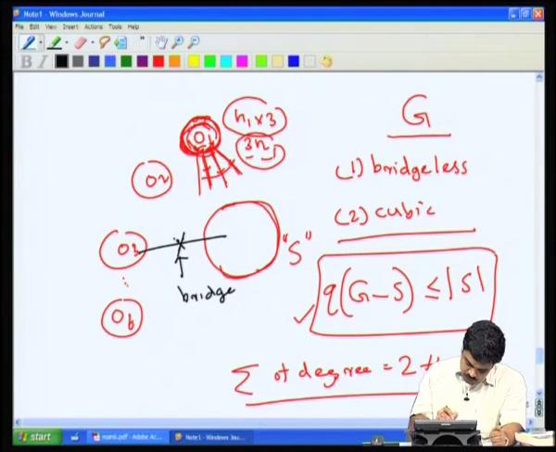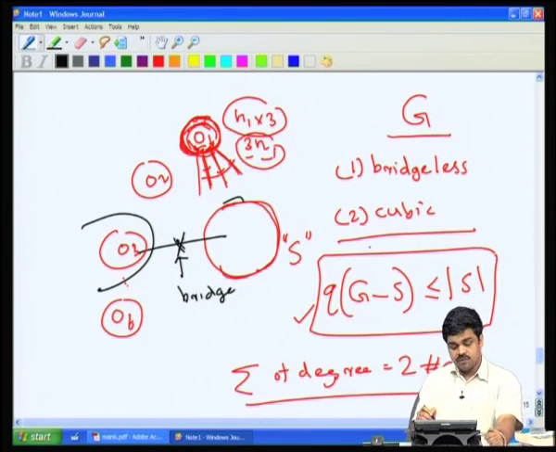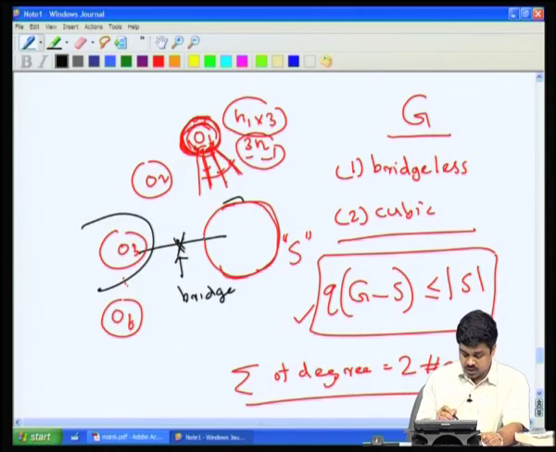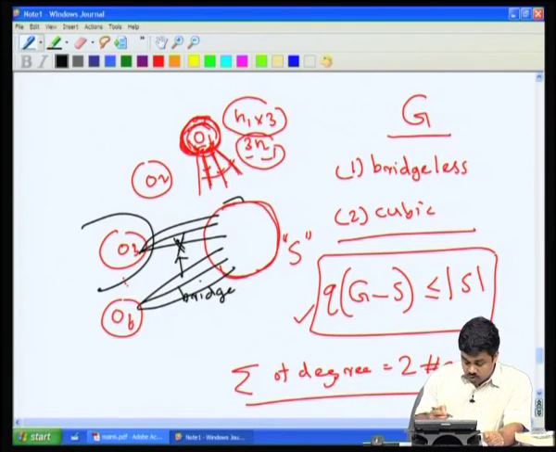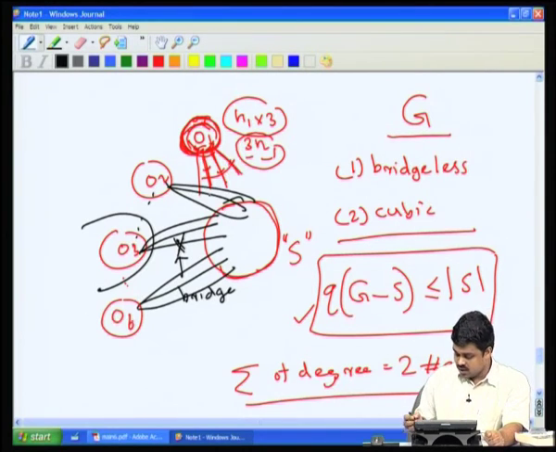Why? Because if you remove this thing, this component will get separated from the rest of the graph. So, it is not possible to have just one edge going out of it. So, the next number is 3. That means at least 3 edges have to go out of each component, and out of means it should go into S, because now no edge can go from a component to component. So, each component will send 3 edges into S.